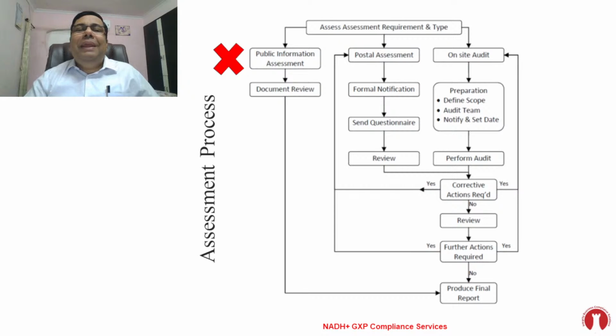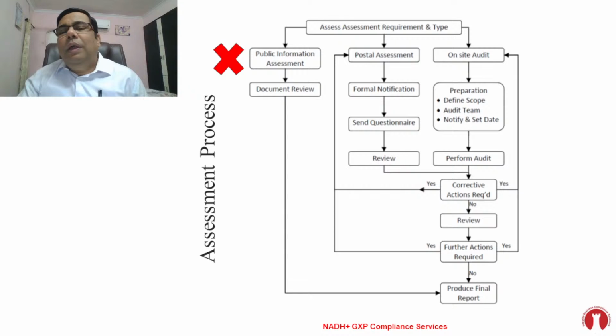Many people perform public assessment, document review, and then they prepare the report, but it is not accepted, so I just put the cross. So let us discuss the on-site audit and postal assessment. On-site audit, very simple flow, you are aware of that. Define the scope, audit team, notify, set the date, perform the audit. After the audit there will be some findings, you share the audit report, and you request for CAPA.